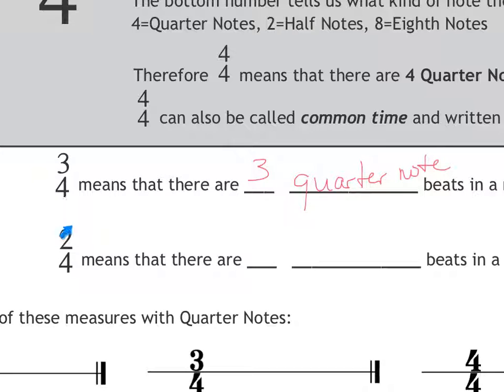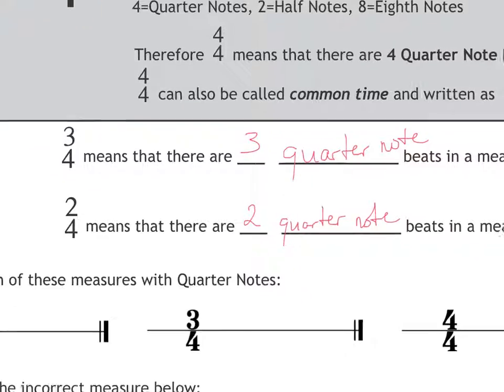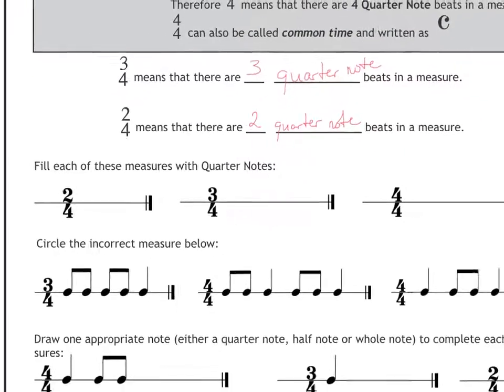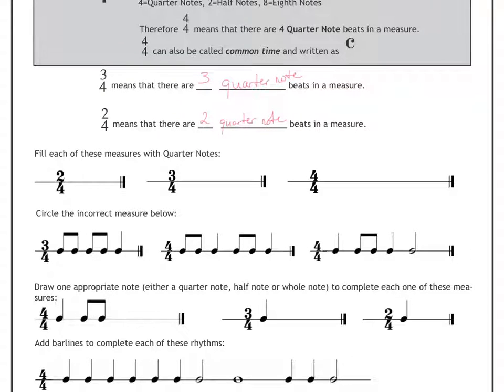The next one, just slightly different. It means there are this many of this type of beats in a measure. In this case, there are 2 quarter note beats per bar or per measure. The next exercise: fill each of these measures with quarter notes. In here you need 2 quarter notes worth of time, so you're going to put 2 quarter notes there. You need 3 quarter notes worth of time, and then 4 quarter notes worth of time. You're just going to draw the correct number of quarter notes. You can do that on your own.